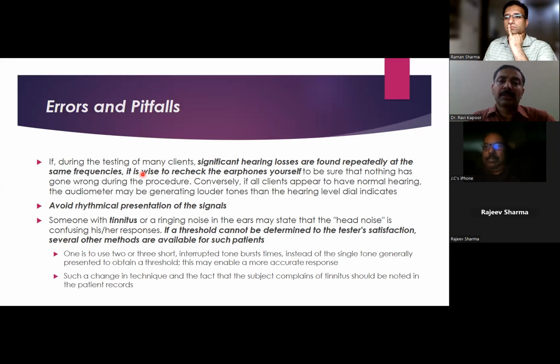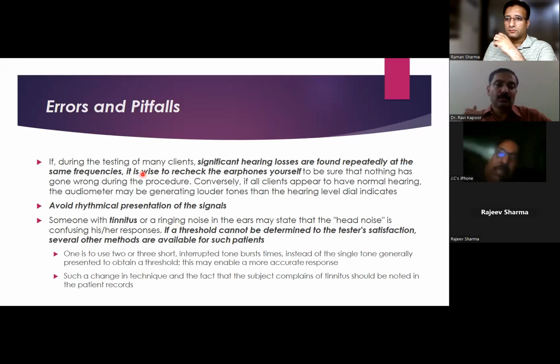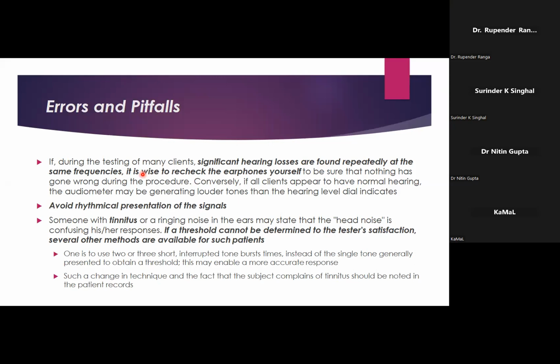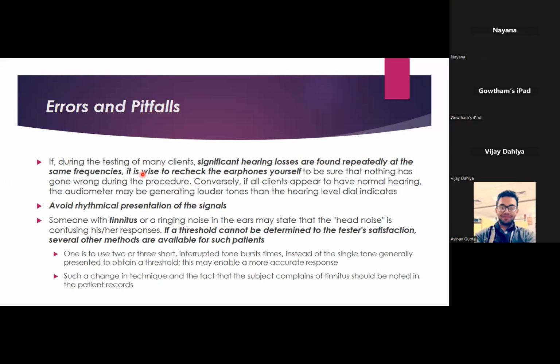Then sometimes there becomes monotony in the procedure. After every, say, 2 or 3 seconds, we keep giving the tone, so that because of the rhythmicity, the person who is not having that hearing sensation may sometimes be able to sense it. So that has to be avoided.